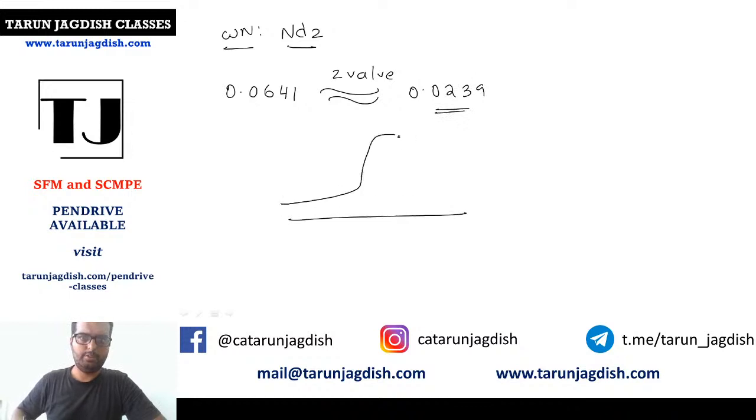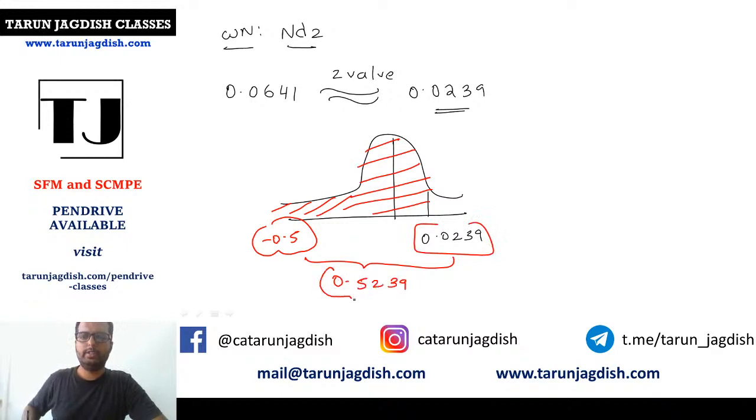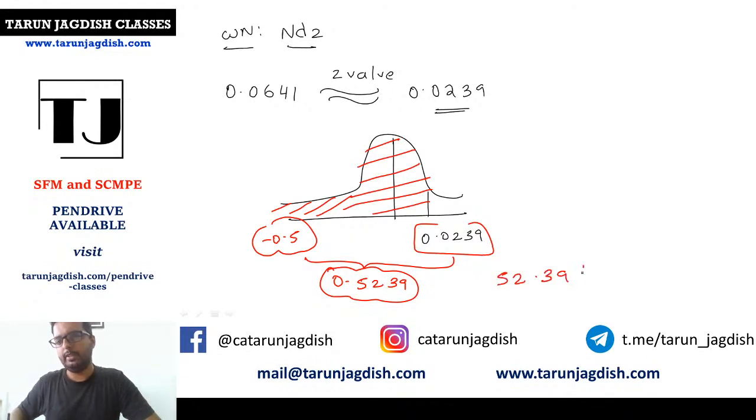I will again draw the normal distribution curve. This being a plus value will come on the right side and the requirement is less than, so I will focus on the left area. Alright, minus 0.5. I'll get the answer as how much over here? 0.5239. Can you write down till here in your books? That is nothing but 52.39%. This 5-step methodology will make it very, very simple for all of you to understand and do it.